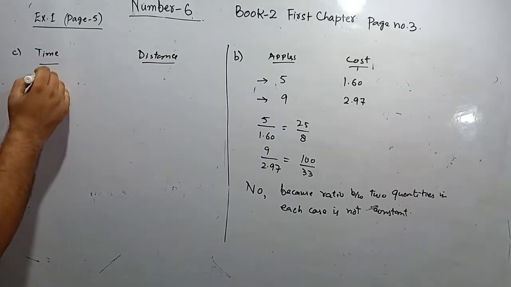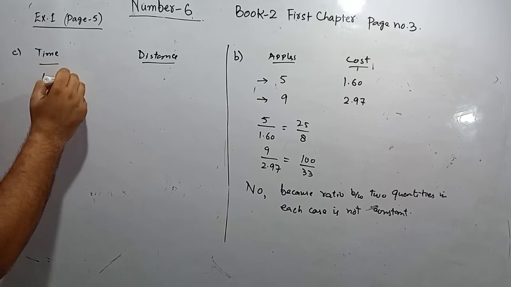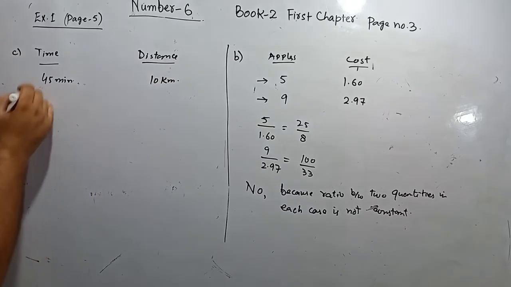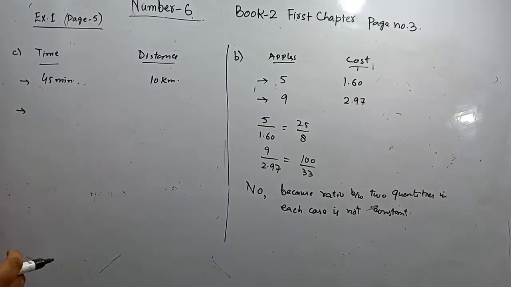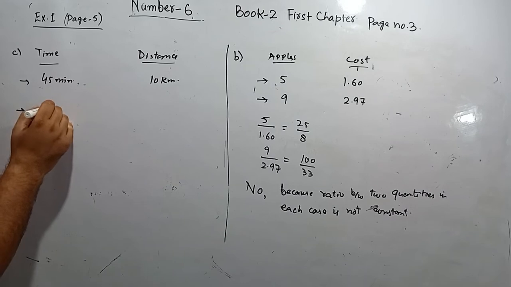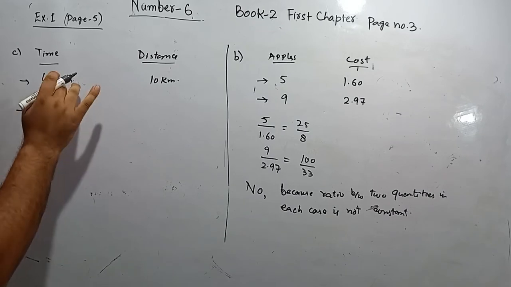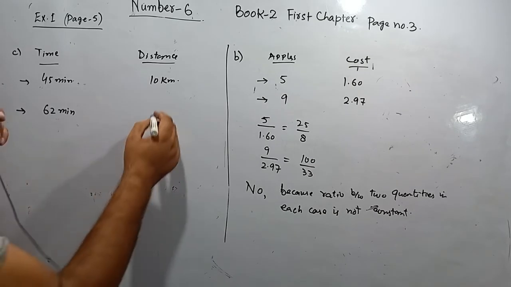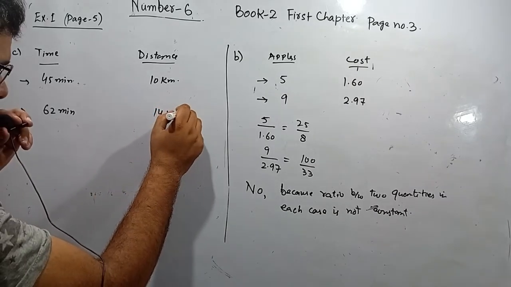Here, how much time? It's 45 minutes and the distance is 10 kilometers. This was the first case. The second case is 1 hour 2 minutes, that means 62 minutes. Since this is in minutes, that's why I am writing it in minutes, to run 14 kilometers, and the distance here is 14 kilometers.